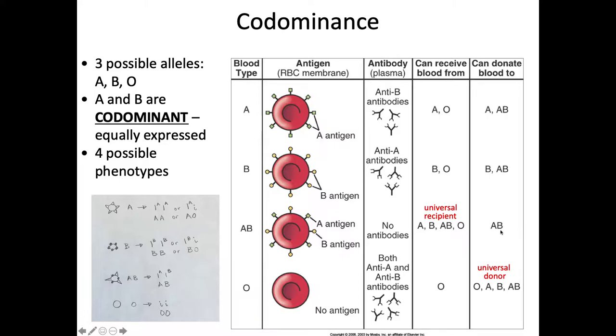But these people can only donate to their same kind. You know, this AB, they cannot donate to people with type B blood because these people will see the A carbohydrates on them and will attack. These people can't donate to type A blood because these people will see the B carbohydrates and will attack.